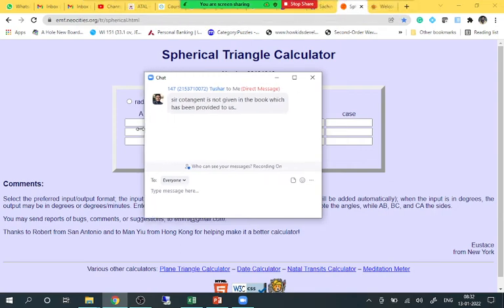First, there is a question from Tushar. He says cotangent is not given in the book which has been provided to us. Yes, cotangent is actually a repeated method. We can say it is an optional method, because of that it is not given. Already I told you that all the problems can be solved by the previous methods up to the polar triangle only. This cotangent method is one of the extra methods to solve the problem. Okay, Tushar.